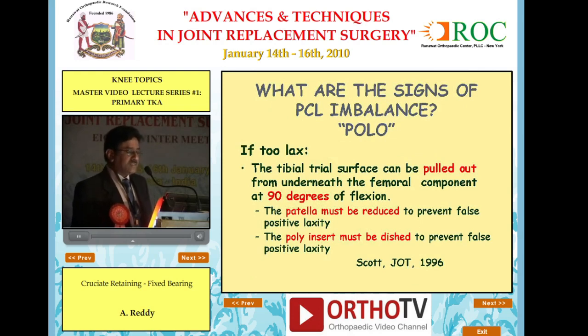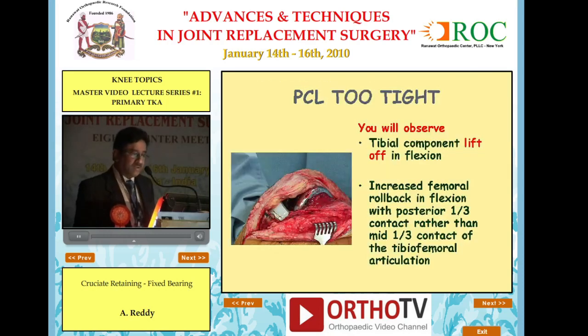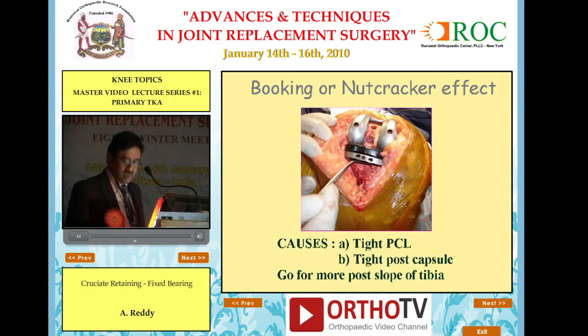If the tibial surface can be pulled out, that means either of two things. The patella should be reduced and then tested, and then it should be a dished implant. And if the PCL is too tight, you can see that the rollback is too far back and the tibia is going forwards. So those two things you have to look for, and that is a nutcracker effect. That means the PCL is too tight.